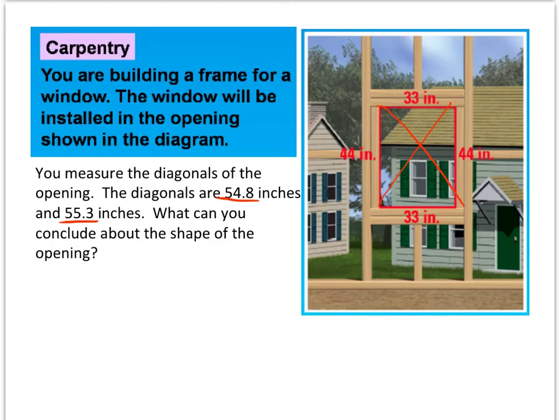Well, the first thing we can conclude is that we do have a quadrilateral. And in fact, we have a parallelogram. I know that it's a parallelogram because the opposite sides are equal. However, this is not a rectangle.